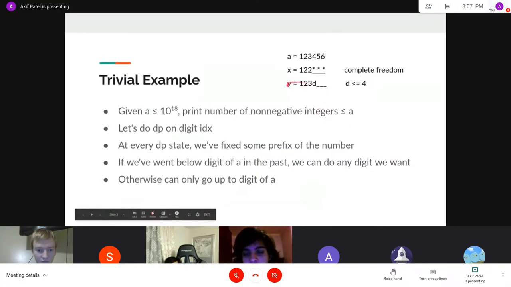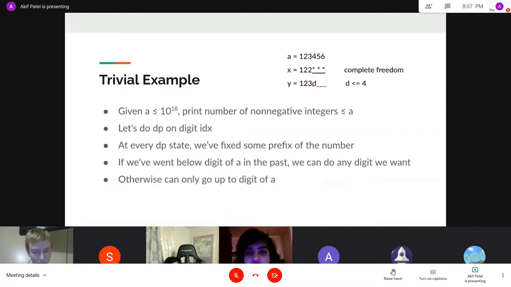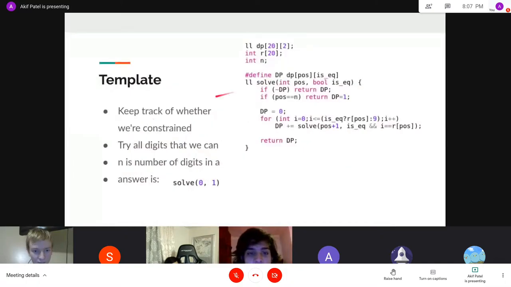So here for this digit d, whatever that d is going to be, has to be less than or equal to 4. Unlike here where it can be up to 9 or whatever we want. Right? Okay, so this is this sort of idea. So then what we want to do is we can do a DP on this. We can do a DP not only on which position we're on, but also on whether or not we're constrained. And that turns out to be all the information we need for this problem. Okay, so look at the implementation.